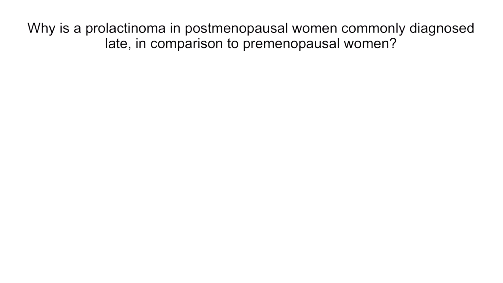Let's try another quick question. Why is a prolactinoma in postmenopausal women commonly diagnosed late in comparison to premenopausal women? Well, postmenopausal women have low levels of estrogen because they've already gone through menopause. So early symptoms of a prolactinoma are often minimal and nonspecific. Therefore, a prolactinoma is not discovered until it gets large enough to cause mass effect symptoms, such as headache and visual field defects. That is opposite to premenopausal women who present early with menstrual cycle dysfunction and less commonly galactorrhea.